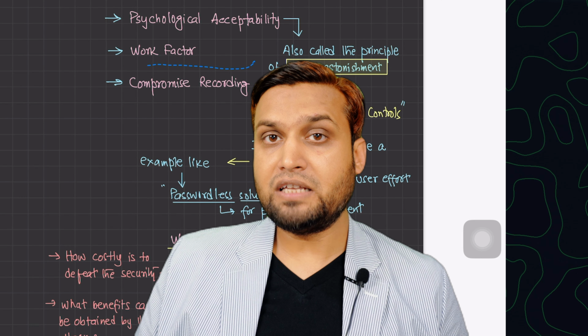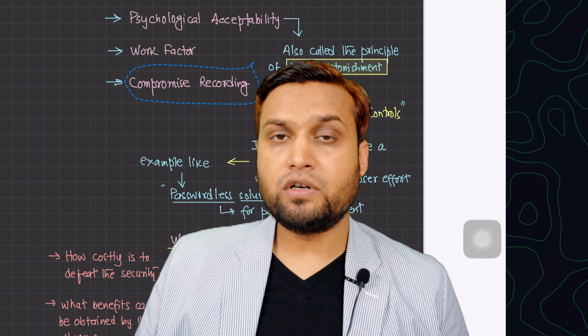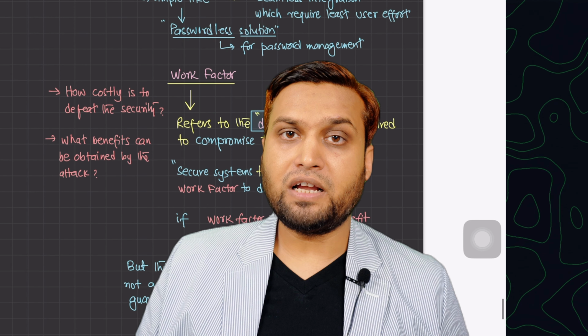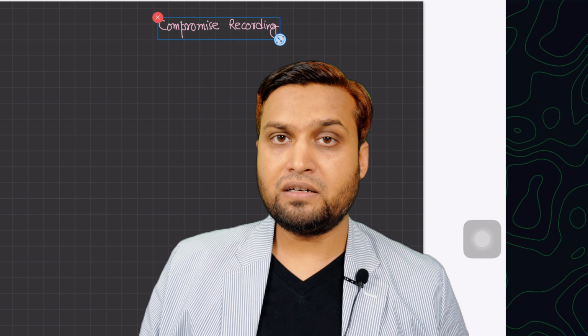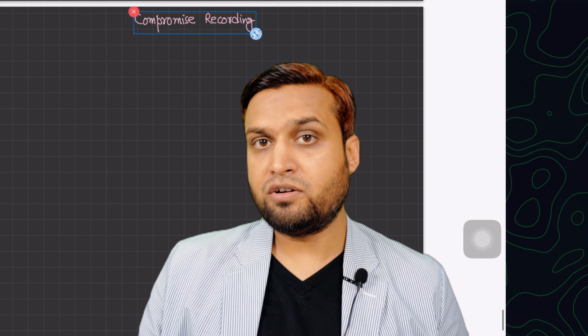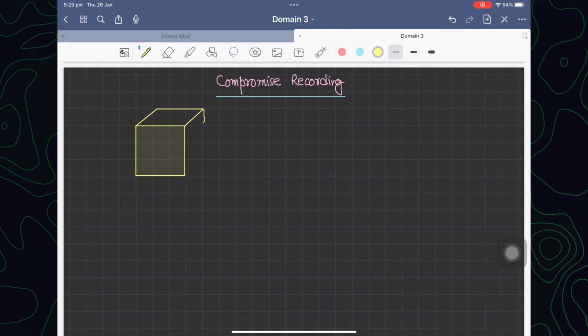Now let's look into compromise recording. Compromise recording is easy to understand. Basically, it means that whatever security compromise or security breach is happening in your environment, you are recording that security breach, right? So if you are recording each and every breach happening in your organization, whether you are able to prevent it or not, that's a separate discussion. Whatever breach happens, if you are recording that breach and the details, it means that you are following the principle of compromise recording.